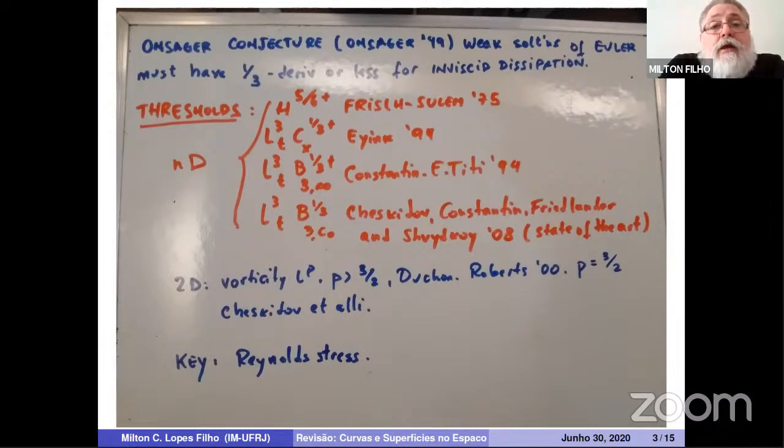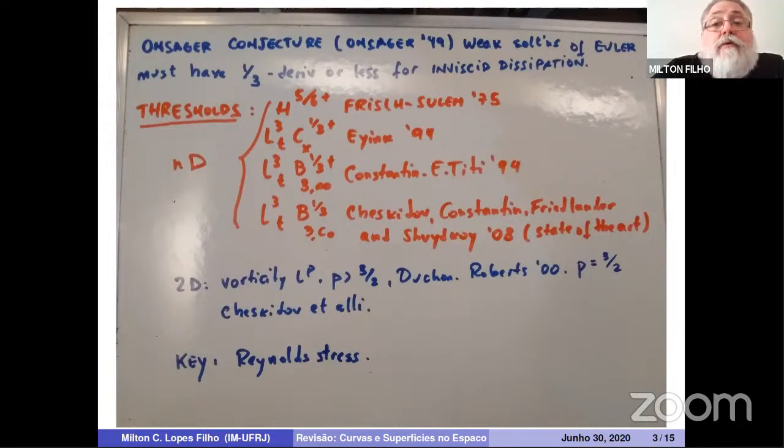It starts with the result by Frisch and Sulem in '75, which says that any weak solutions of the Euler equations with H^{5/6} or more regularity in the Hilbert space hierarchy are automatically conservative. Then a paper by A. which says that solutions which are L^3 in time, C^{1/3+} in x are conservative.